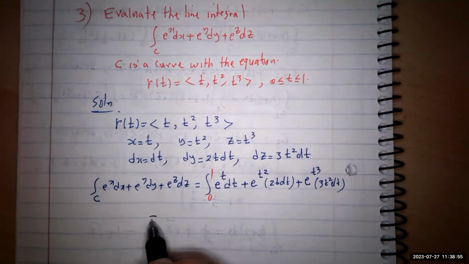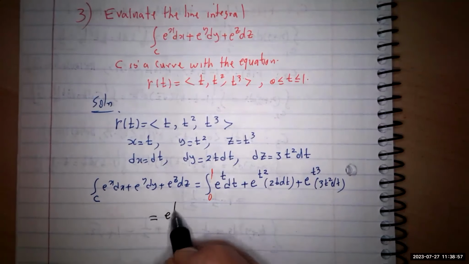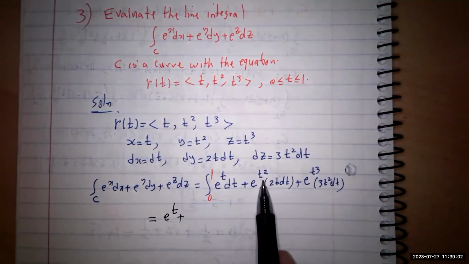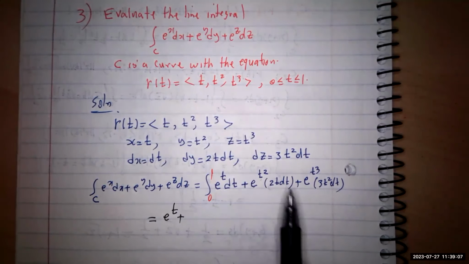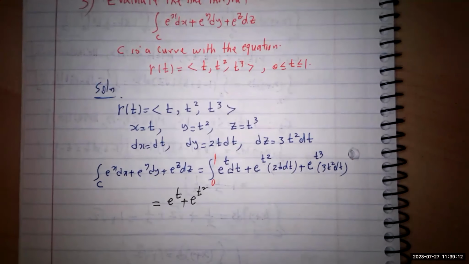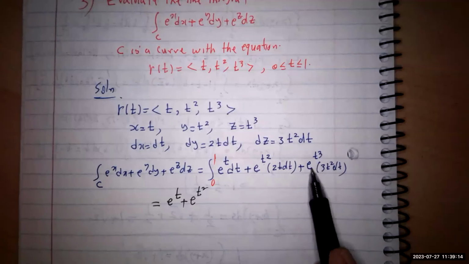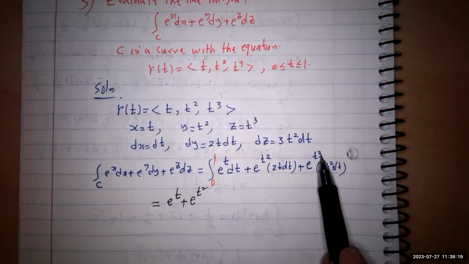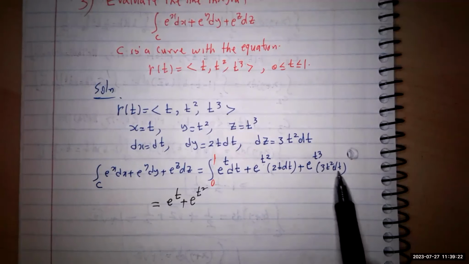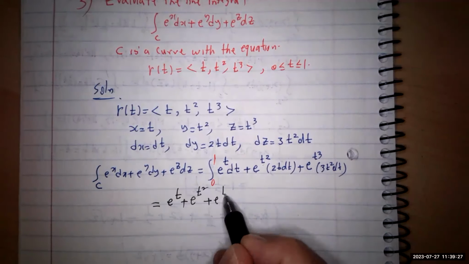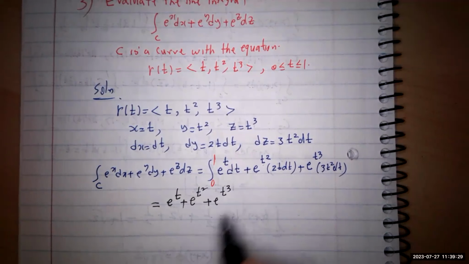Directly integrated, the integral of e to the t is just e to the t. For the first one, this is e to the t squared. If you call u to be t squared, du is 2t dt. So this integral is simply e to the t squared, because u prime is available. And this is e to the t cubed. If you take u to be t cubed, du would be 3t squared dt. So this would be just e to the t cubed, from 0 to 1.